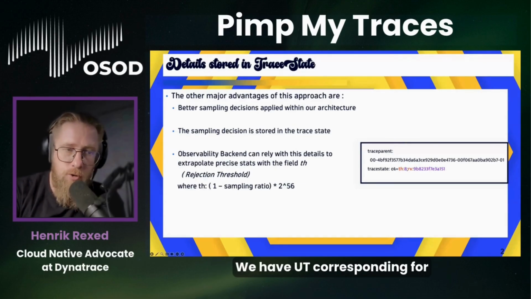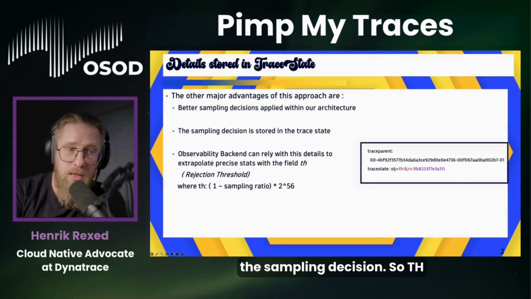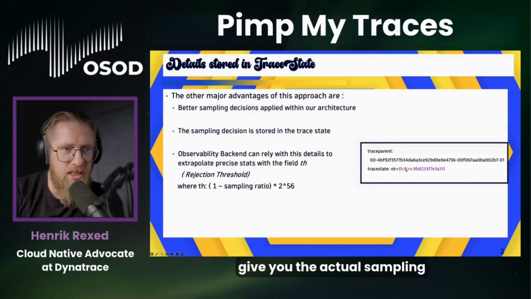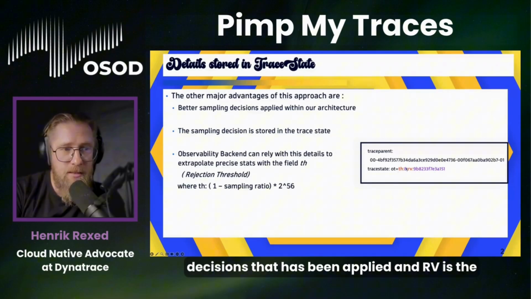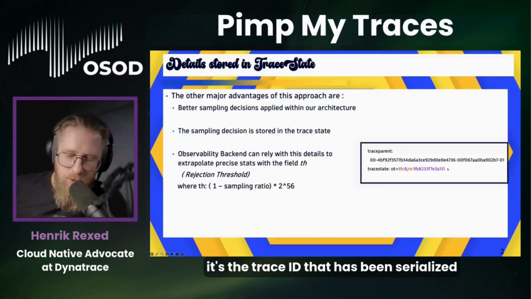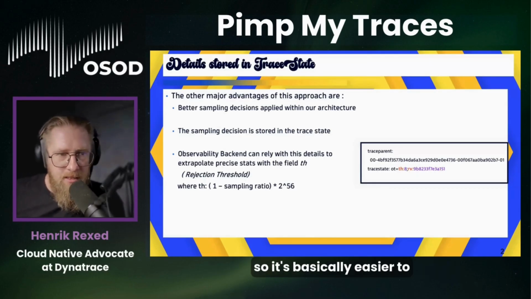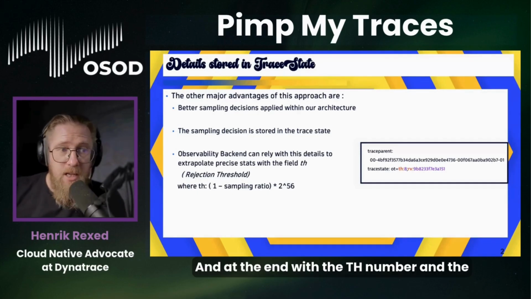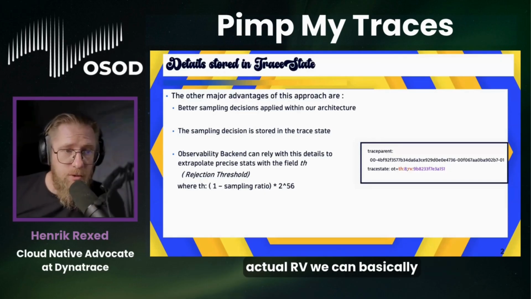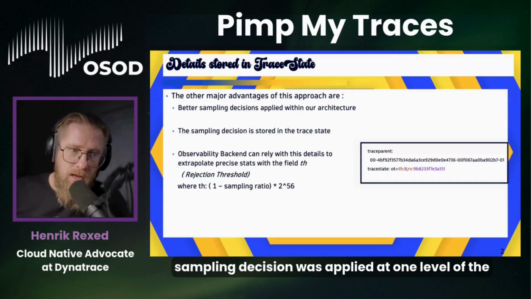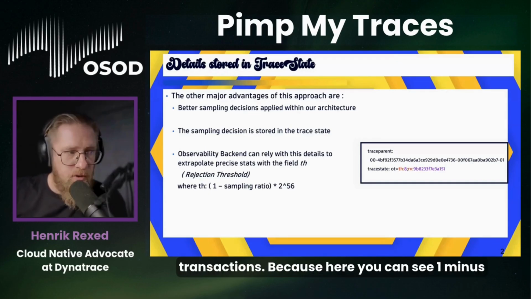We have OT corresponding to the sampling decision. So TH is a bit of a difficult number, but TH gives you the actual sampling decision that has been applied, and RV is the actual hash map. So it's not the trace, it's the trace ID that has been serialized. So it's easier to store and share across the trace context. And at the end, with the TH number and the actual RV, we can basically reverse-engineer what sampling decision was applied at one level of the transaction.